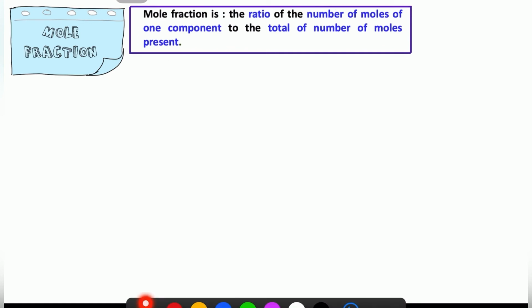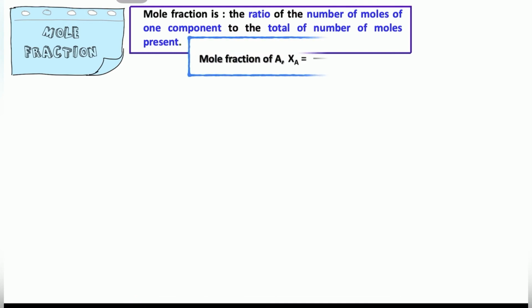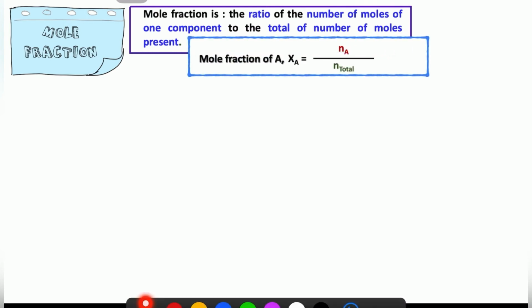Mole fractions, or pecahan mole. It is the ratio of the number of mole of one component to the total number of mole present. So let's say you have more than one component in the mixture. For example, we have the component A, and the symbol for the mole fraction is X with subscript A, which is mole of A divided by total mole.